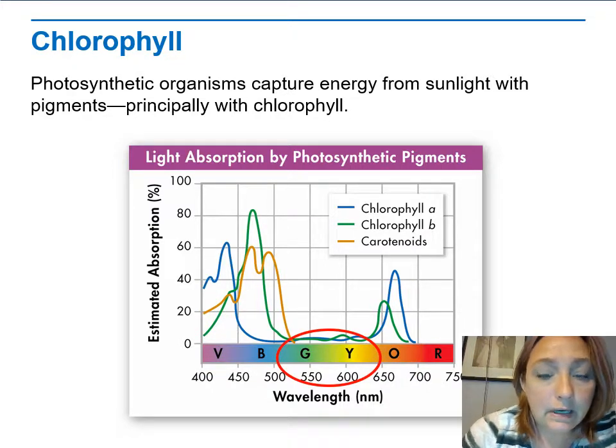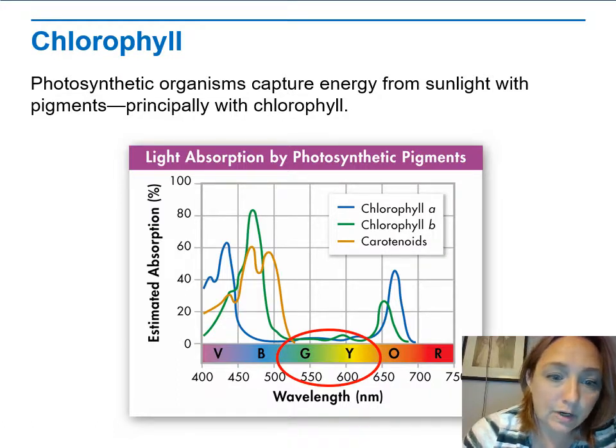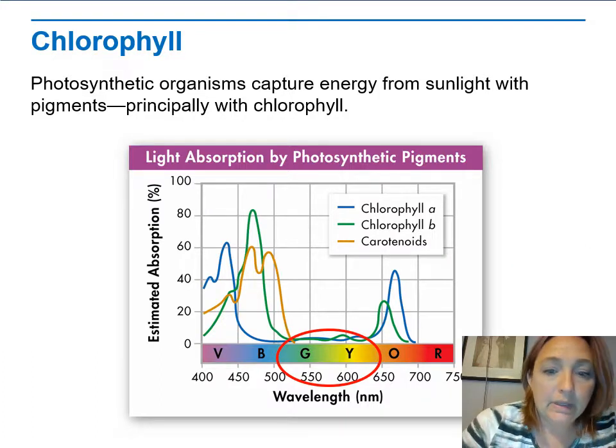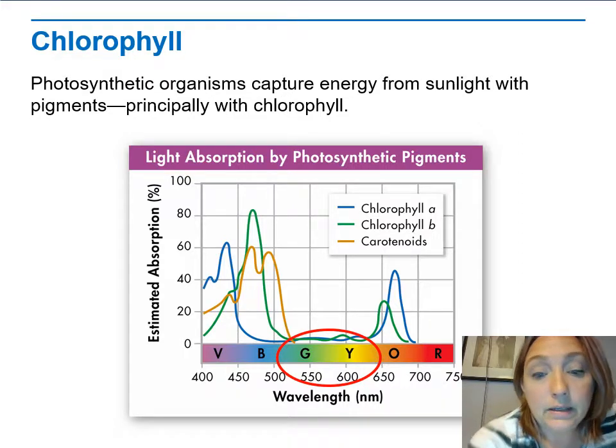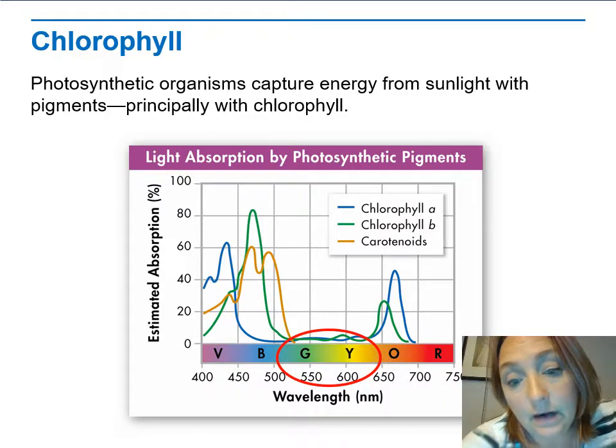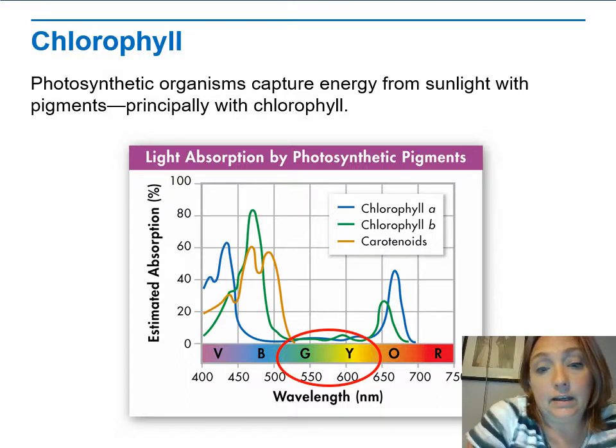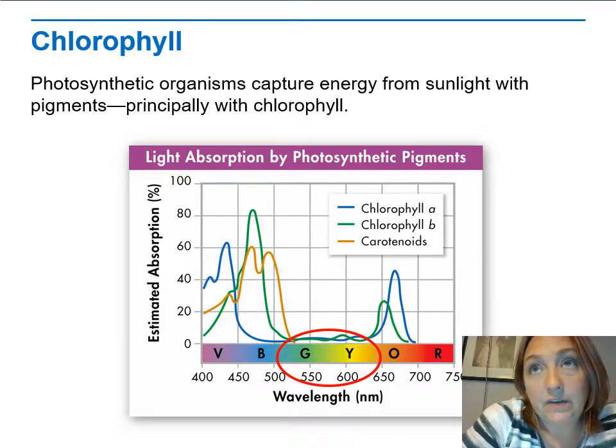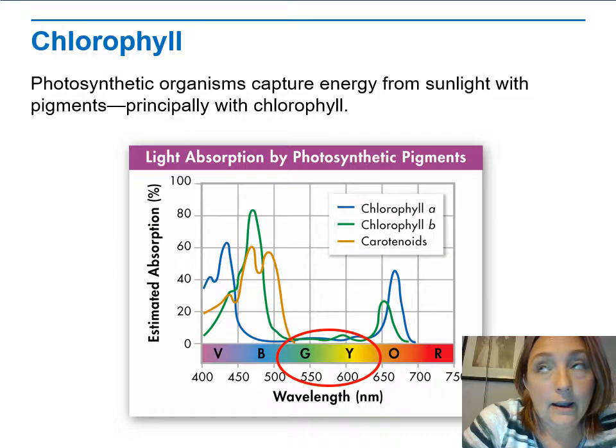You can see here where I've circled the green and yellow portion of the visual spectrum. There's not a lot of absorption from chlorophyll A or B, because light in those wavelengths is not absorbed. Instead, it's reflected back to the atmosphere. That reflection of light in those wavelengths is what gives plants their green, greenish-yellow color.